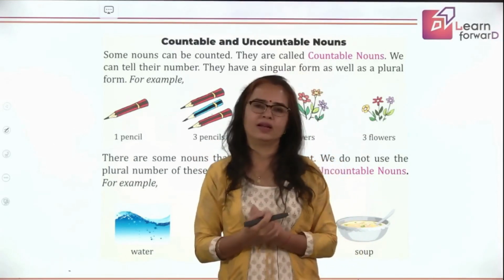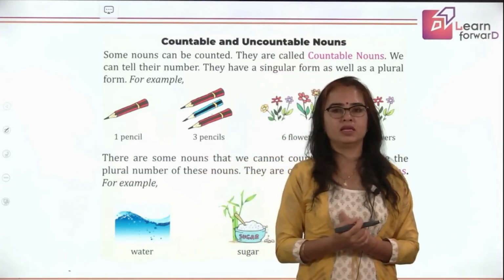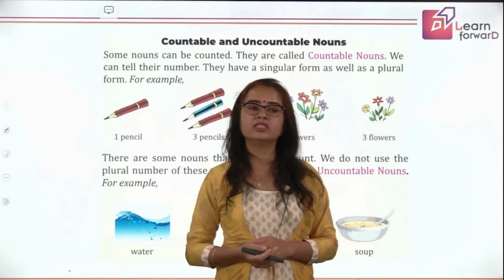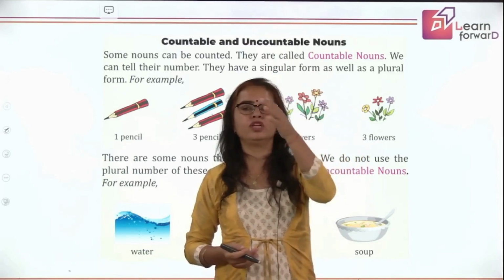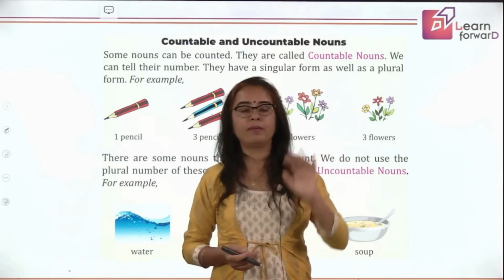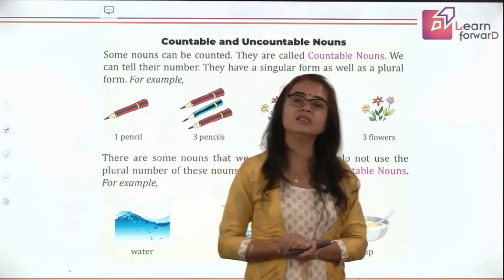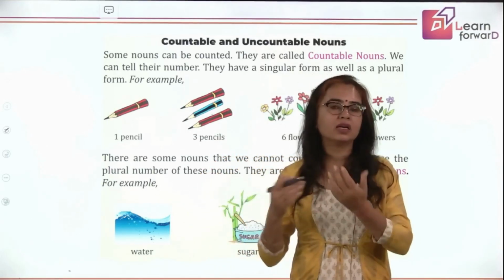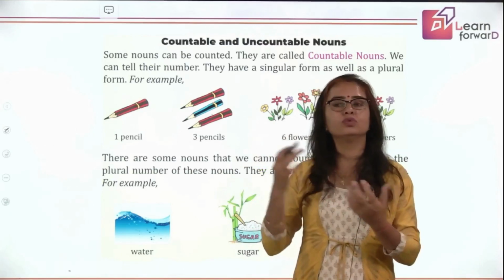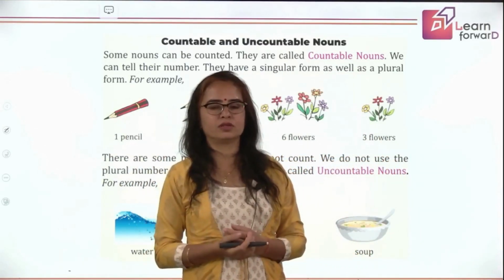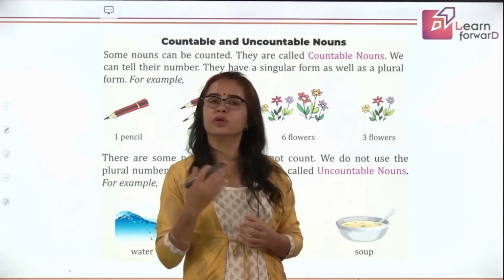Let's try to understand. The countable is, if I ask, how many boys are sitting here? You can just count and tell me 1, 2, 3, 4, 5, 6 and so on. Ma'am, 12 boys are sitting in the class today. Okay. How many girls are sitting? Again, you start counting 1, 2, 3, 4, 5, 6 and so on. Ma'am, 18 girls are present today, right? So that is, you can count.